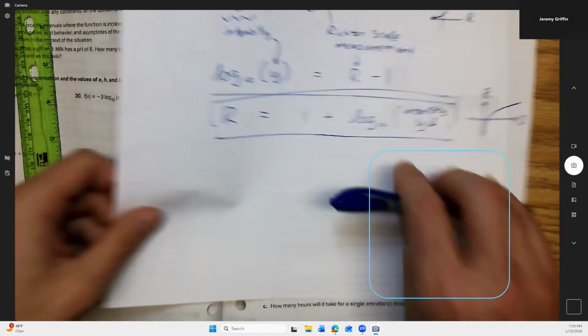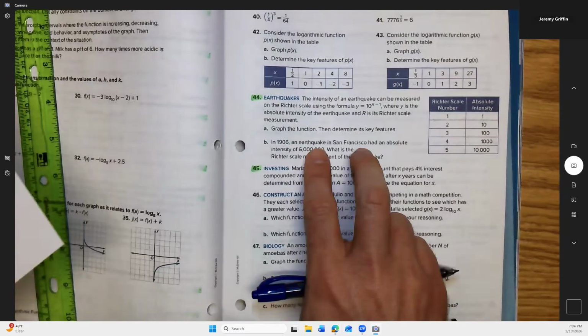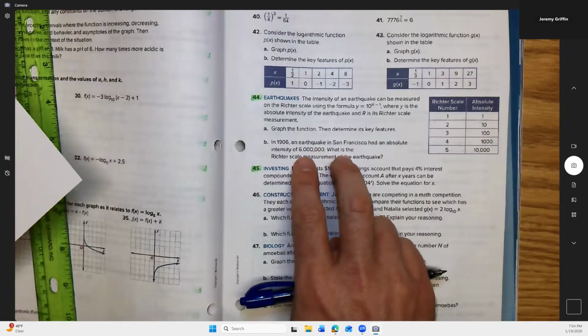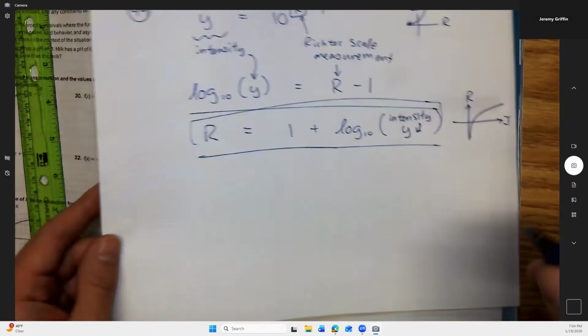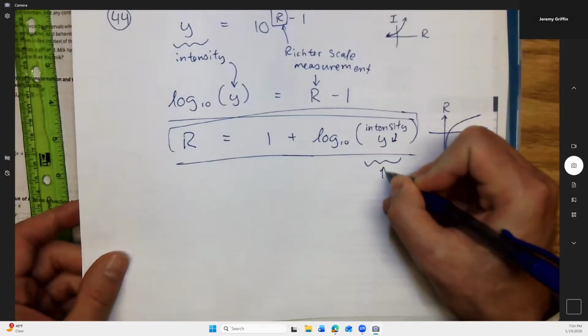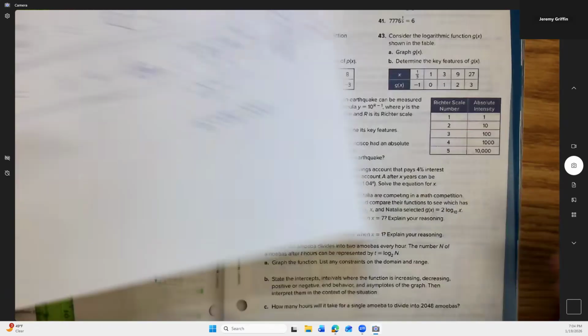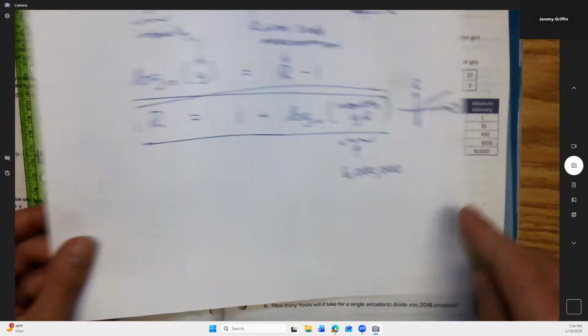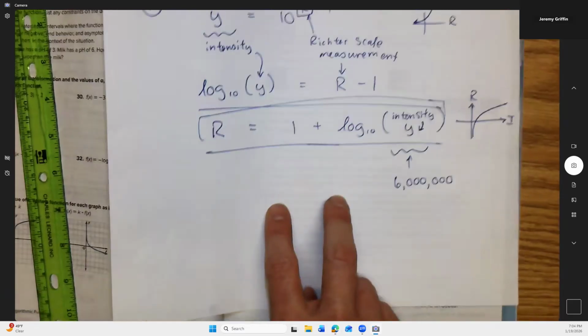Oh, good. And then it said 1906. Yeah, there was this famous earthquake in San Francisco. Absolute intensity of 6 million units. What was the Richter scale reading? So right here, I'm just going to put 6 million intensity units. I think it's in watts, I want to say, but regardless, let's throw that in the calculator and see what the Richter scale reading would be.